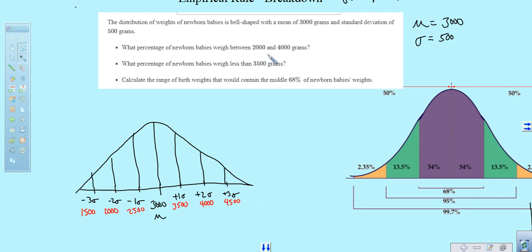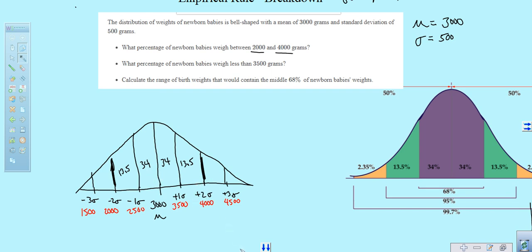So if you want to know the percentage between 2,000 and 4,000, we've got our 2,000 right here, we've got our 4,000 right here, we can take our percentages and fill them in. That sliver right there is 13.5, that sliver right there is 34, 34, 13.5. So first of all, we know that that's 2 standard deviations, 2 standard deviations, that's 95%.